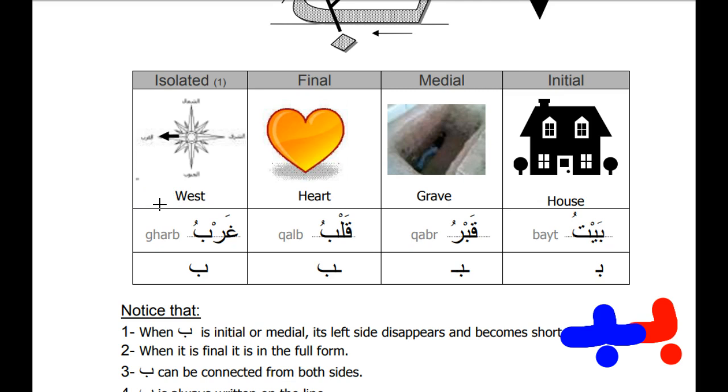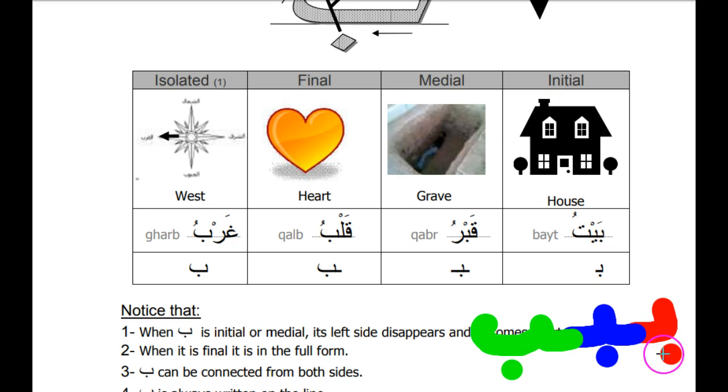Okay. All right. Qalb. Qalb means heart. We shouldn't confuse it with kalb. Kalb means dog. Qalb, its heart is with the letter qaf. And here ba, we see it at the end. So how does it look at the end? Basically at the end, it comes connected from the letter before. And then we put the dot.